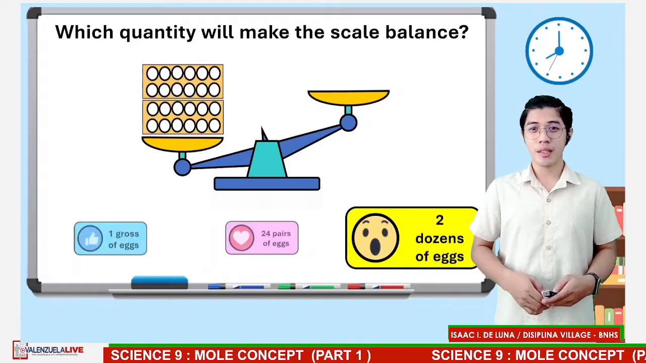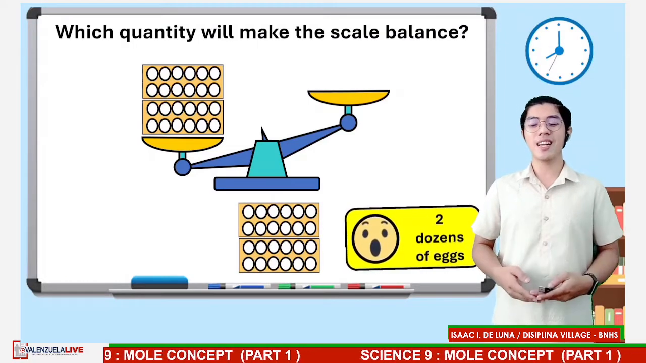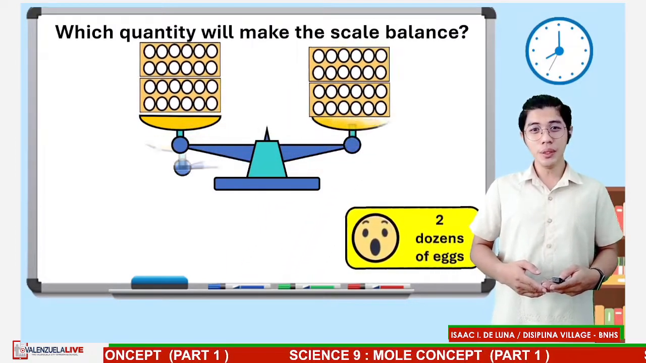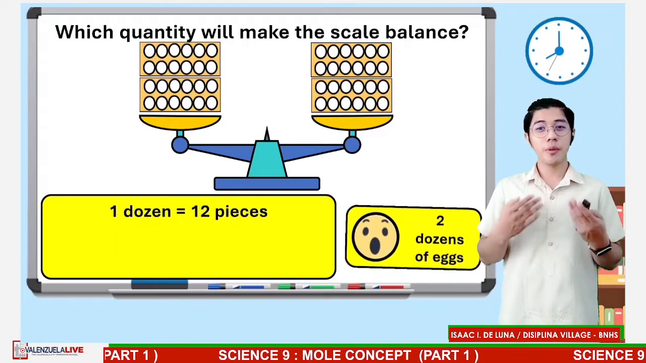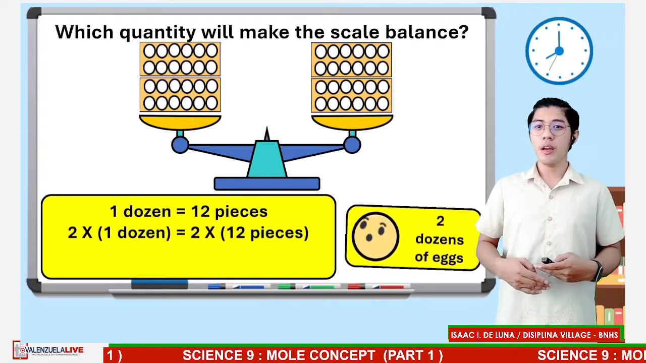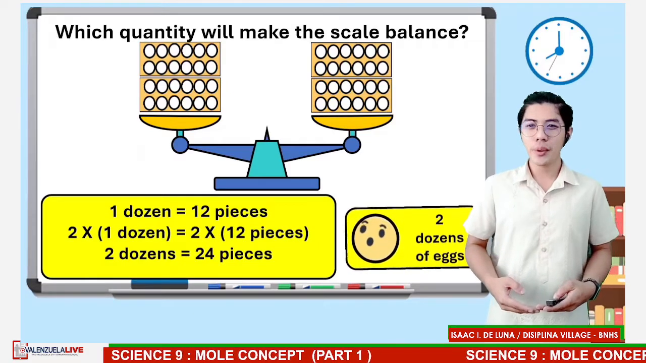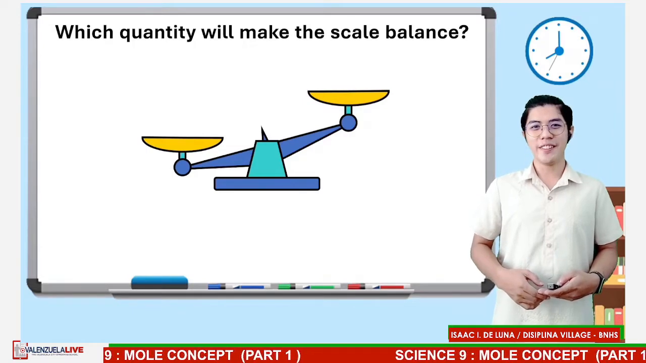If you chose, wow, 2 dozen of eggs, then that is awesome. We know that 1 dozen is equal to 12 pieces. And if we multiply this by 2, we will get 24 pieces. You are doing great. Let's now move on to the next round.